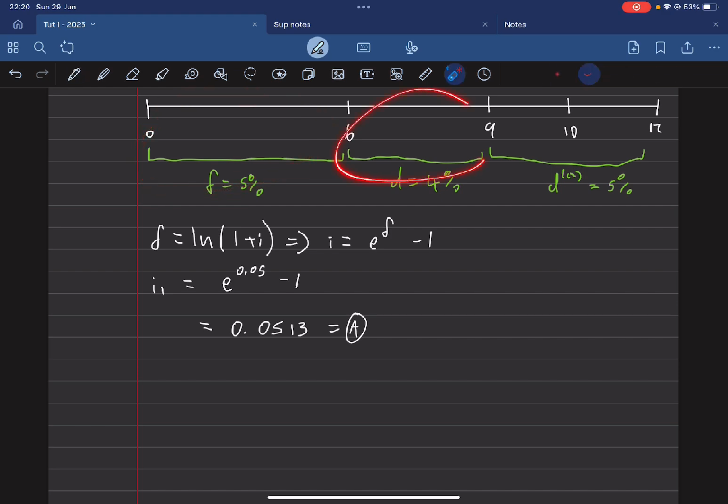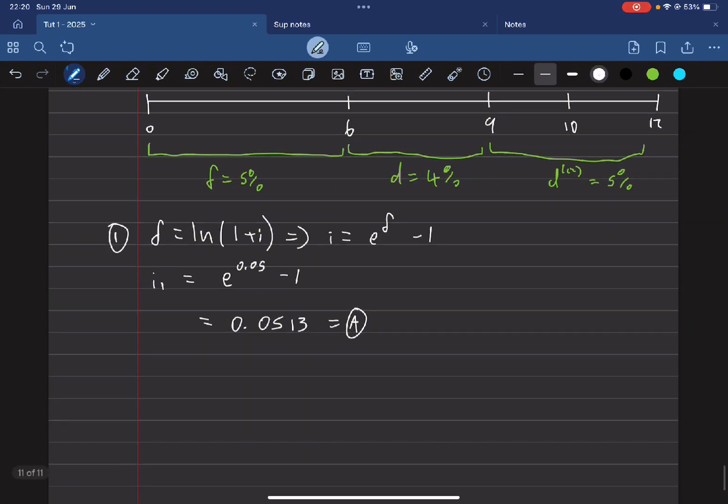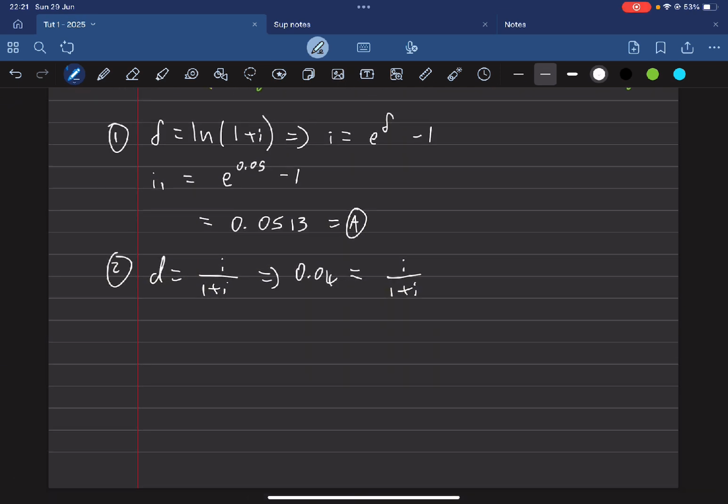So now our interest rate for our second period. We've got a rate of discount, and let me just put a little number 1 here, so that's our first calculation. For our second period, we can use the formula that d is equal to i over 1 plus i. So d, which is 4%, so 0.04, is equal to i over 1 plus i. I'm going to multiply both sides by 1 plus i, so you get i is equal to 0.04 plus 0.04i.